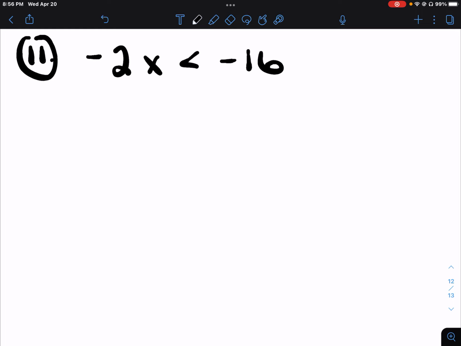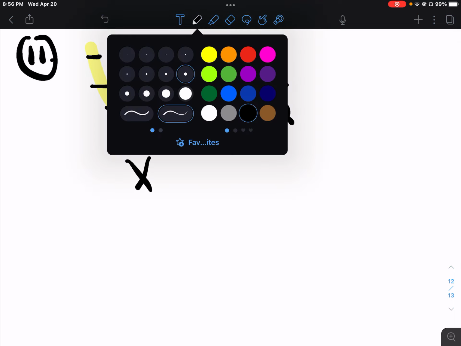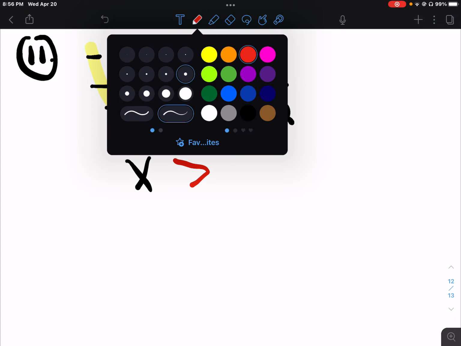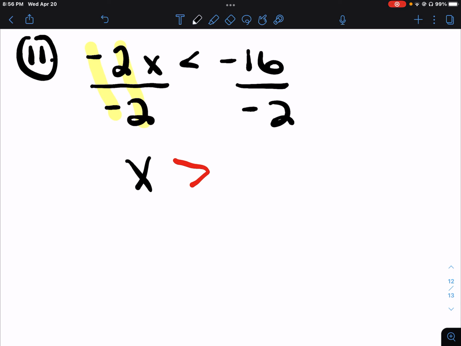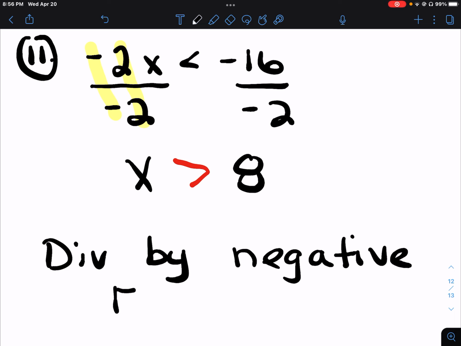On number 11, I need to divide by negative 2 so that I get rid of the 2 and the negatives. I divided by a negative. This symbol turns the other way. A negative divided by a negative is a positive. Divide by a negative, we flip.